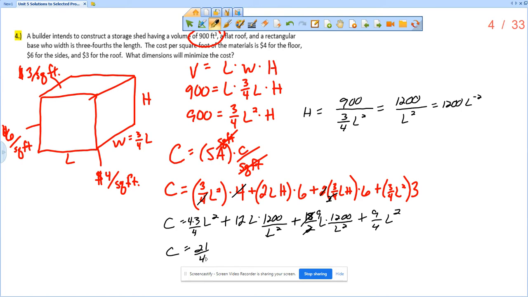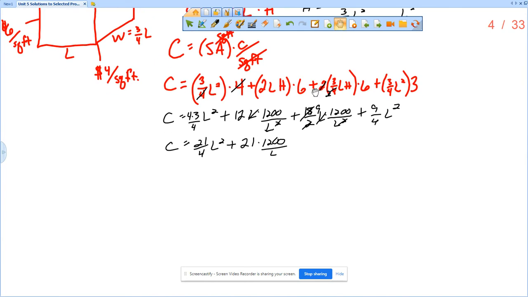So 21/4 L squared plus, now here, I have an L and an L squared, so that's just going to be divided by L. So really, when you think about it, I have a 12 times 1,200 over L plus a 9 times 1,200 over L. So when I do this, I get a 12 plus 9, a 21 times 1,200 over L. And so now here I have my cost function, and now I want to take the derivative.